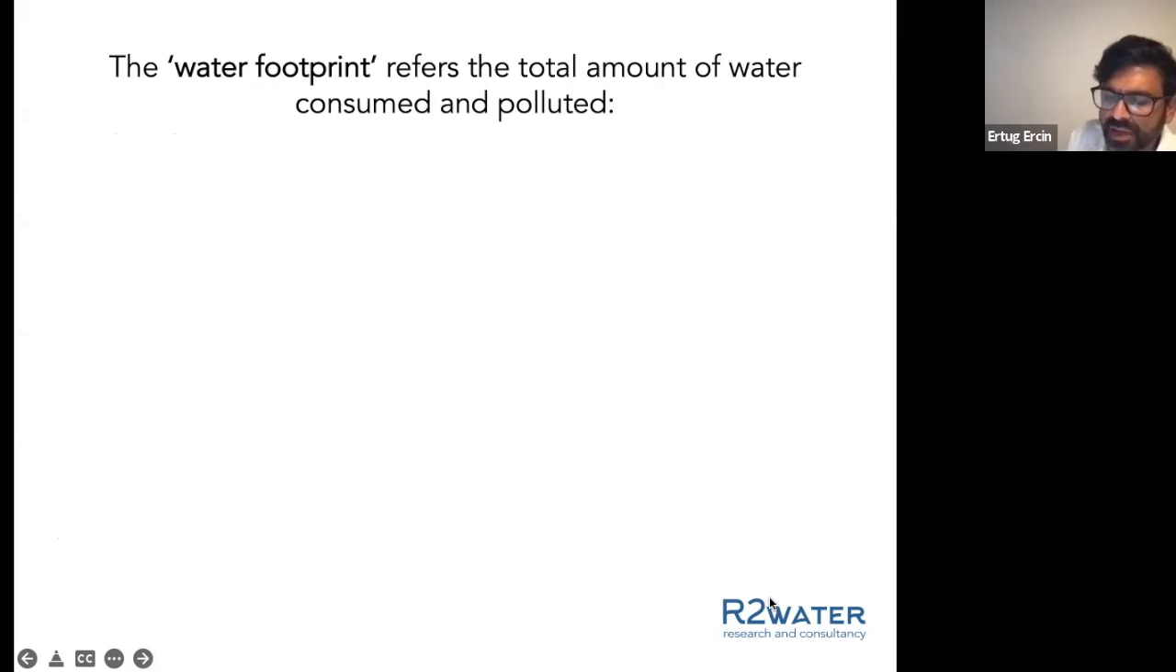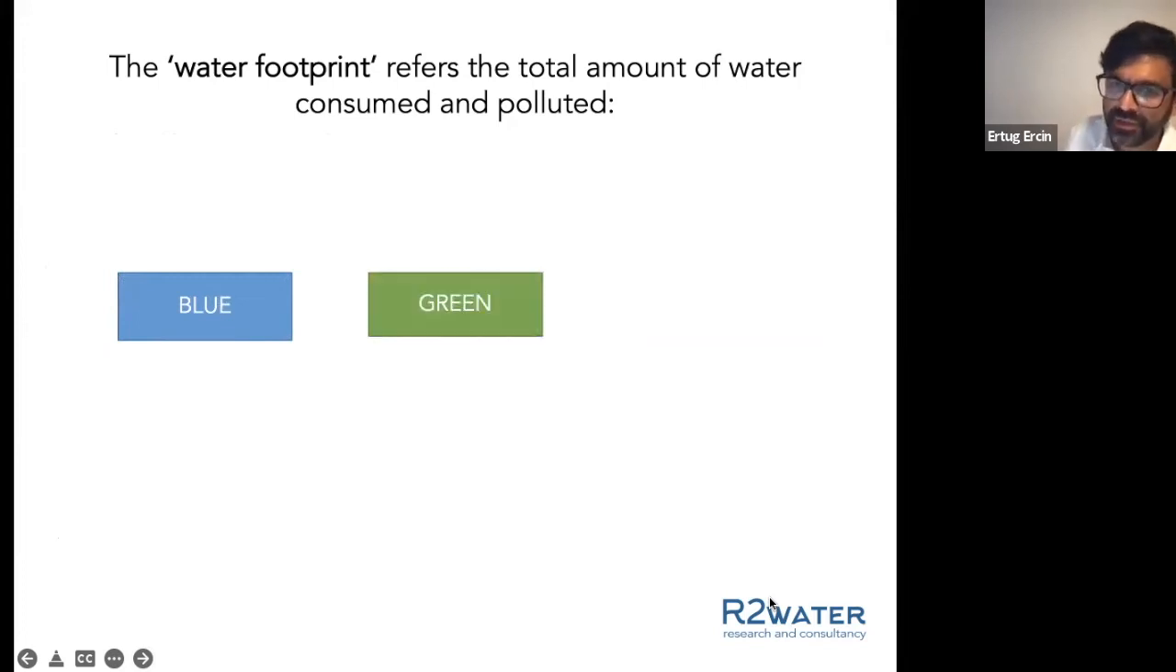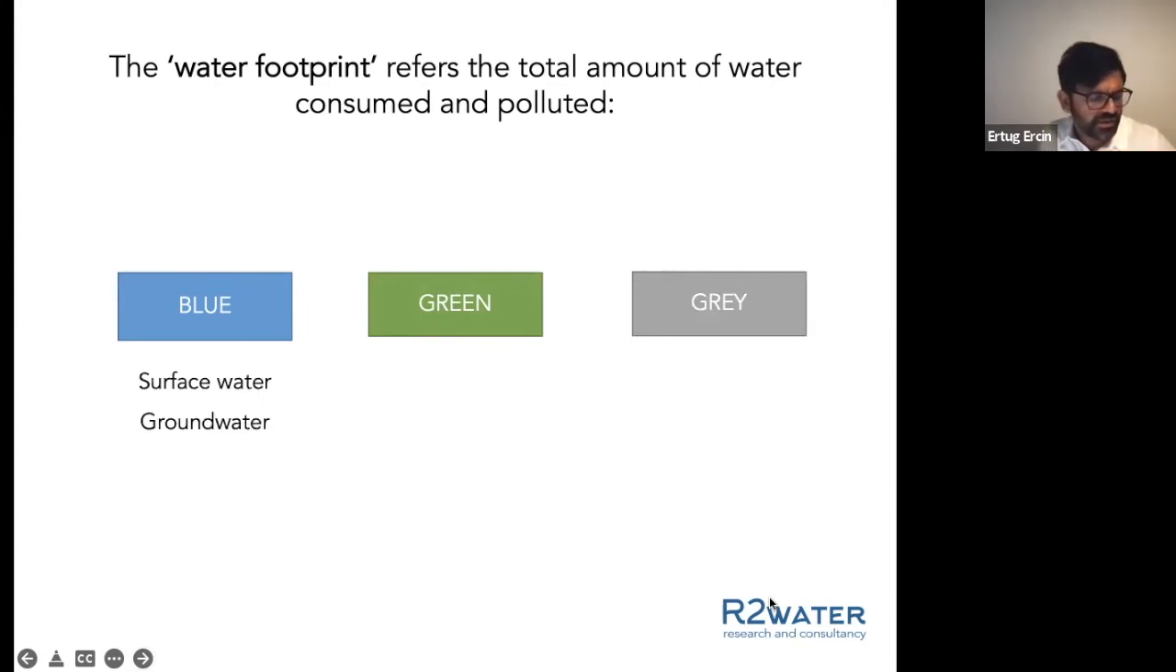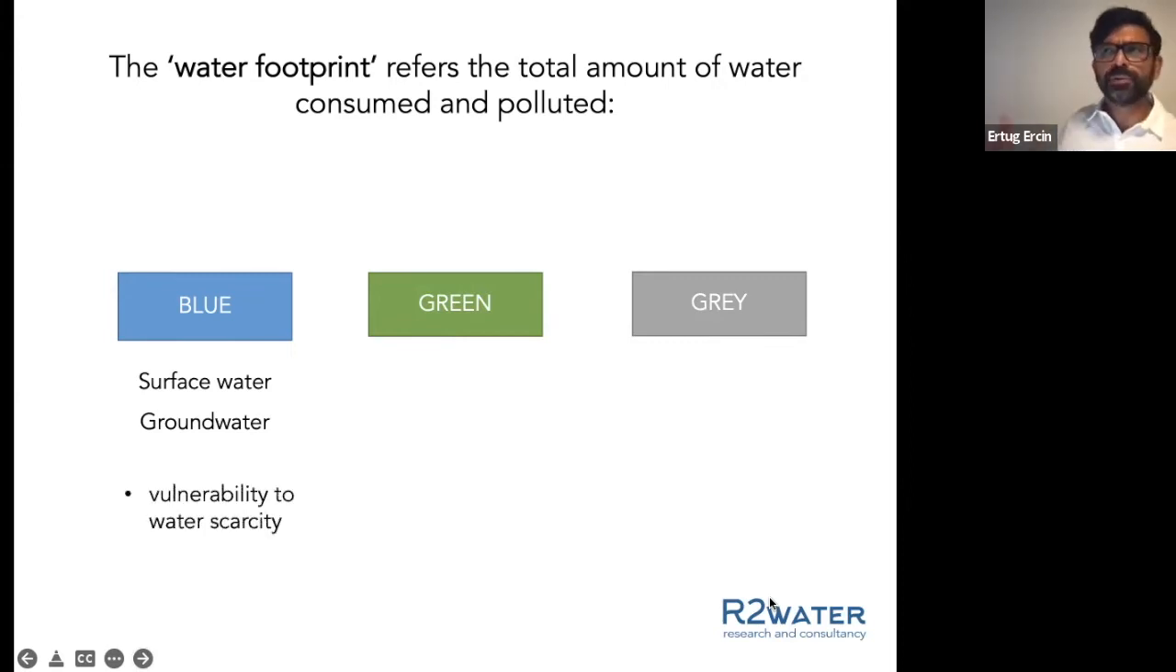Water footprint has 3 components: blue, so we call it blue water footprint; green water footprint; and gray. Blue water footprint is that if you use surface water and groundwater, it is blue. And if your blue water is high, which is for manufacturing industry, mostly it's about blue water. And then actually you're vulnerable to water scarcity.